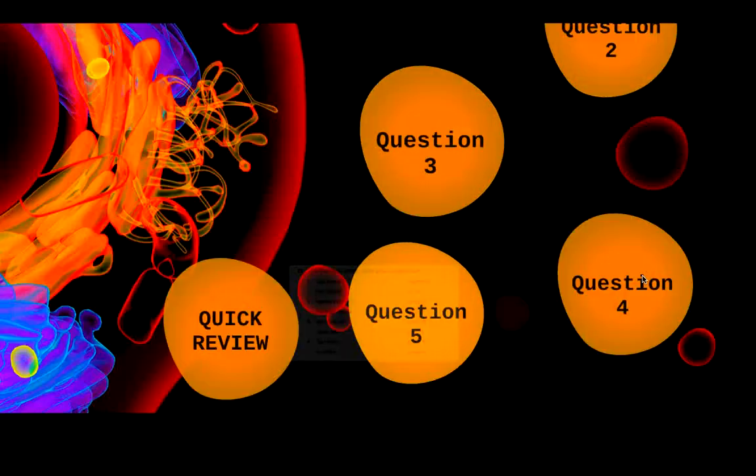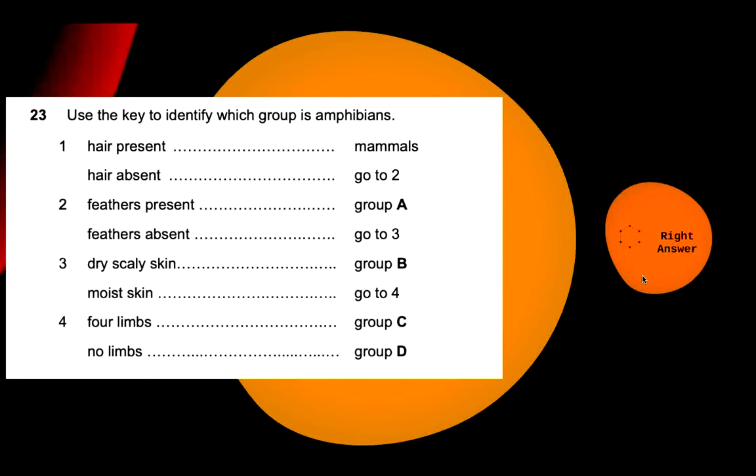Now, next we have question 23 from our past paper. In here, we need to analyze a specific leveling of a question such as this. Use the key to identify which group is amphibians.